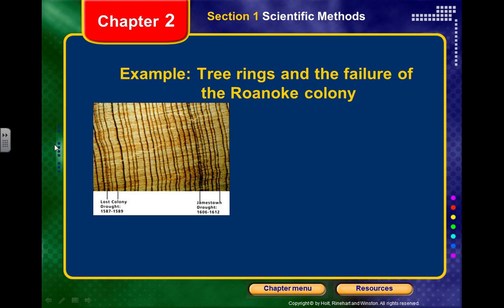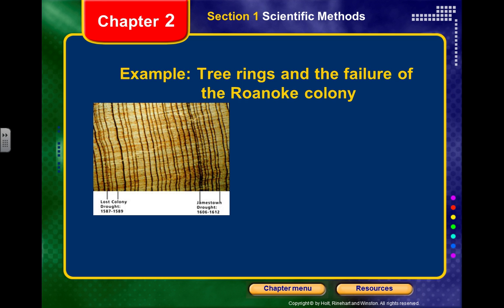If you look at this picture right here, when there is little growth in the tree, the rings are close together. And when there is a lot of growth in the tree, like right here, the rings are further apart. Well, during years where there's not much rainfall, you're not going to get much growth in the tree. If you'll look right here, what they discovered was that during the years whenever this colony was in existence, look how close the rings are together. There was an extreme drought during that time period.